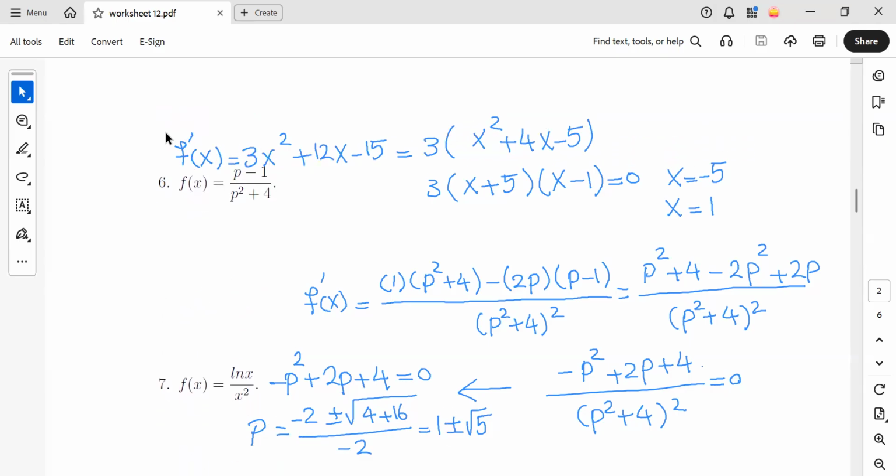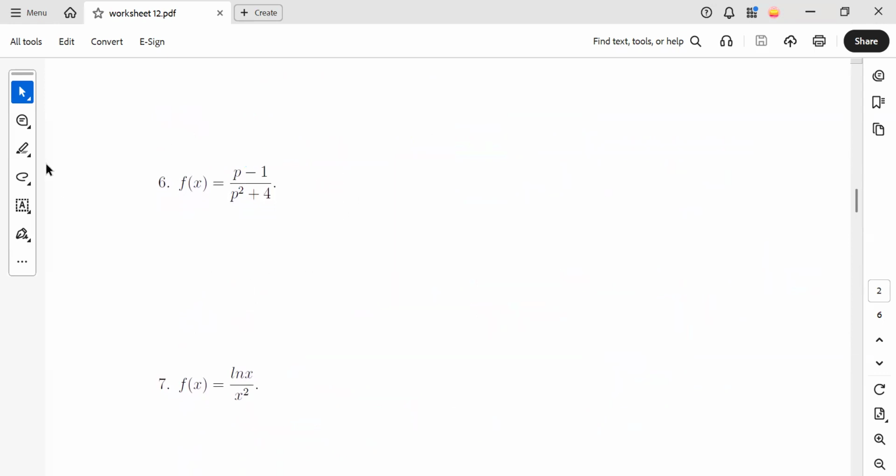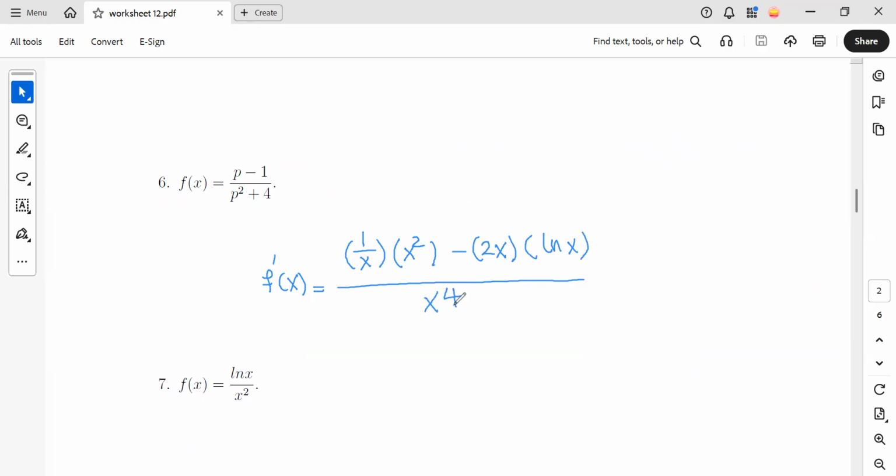Number 7 here, again, it is product rule. So f prime of x for number 7 is derivative of the numerator, which is 1 over x, times denominator, which is x squared, minus 2x times ln of x, all over x squared to the power 2, which is x to the fourth.